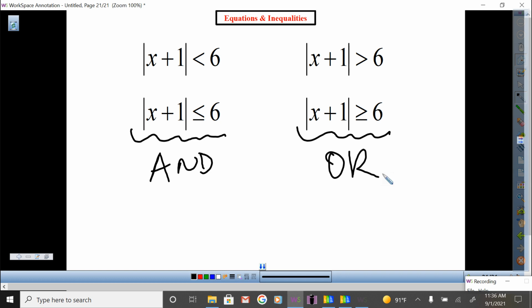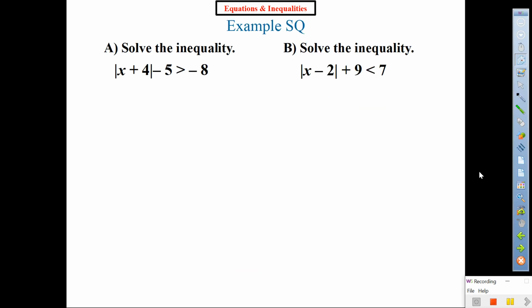I have two more things to show you. So copy this next example, please. It's two examples in one. Example Super Q. Part A says solve the inequality, and we have absolute value of x plus 4, minus 5 greater than negative 8. Part B reads solve the inequality, absolute value of x minus 2, plus 9 less than 7. Just copy it, and I'm going to elaborate on this with you.